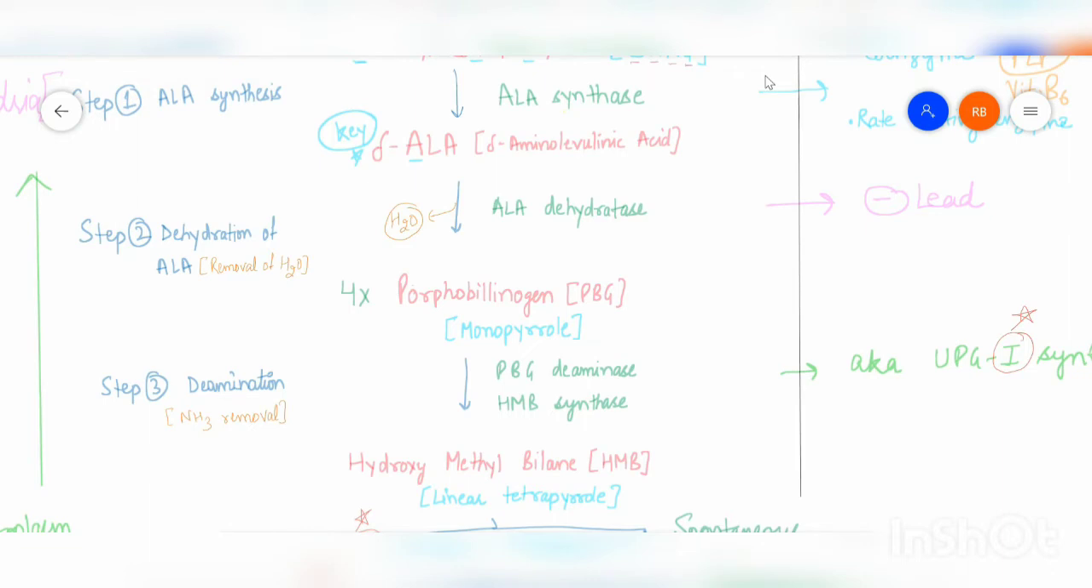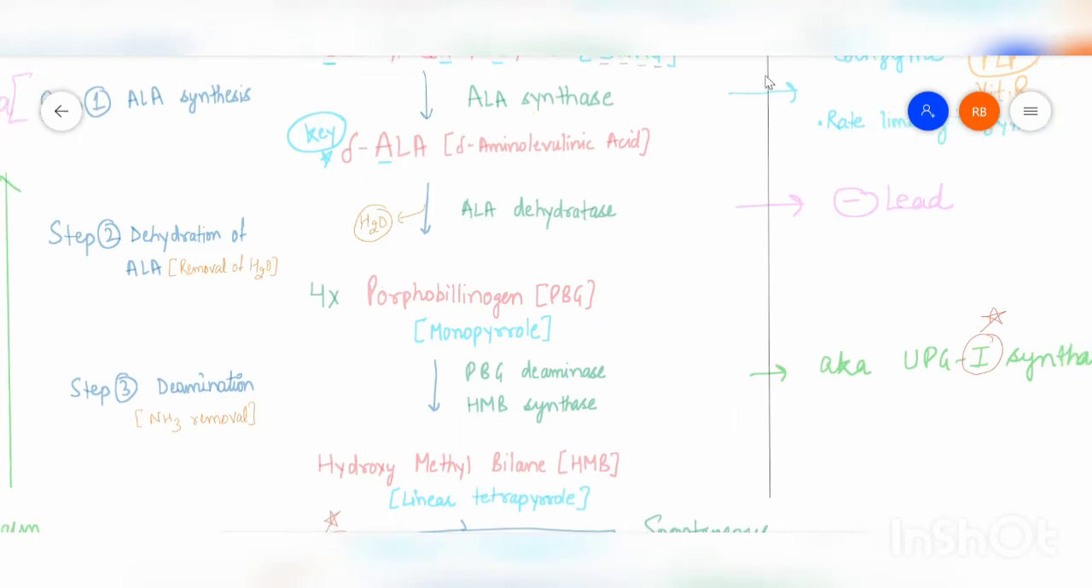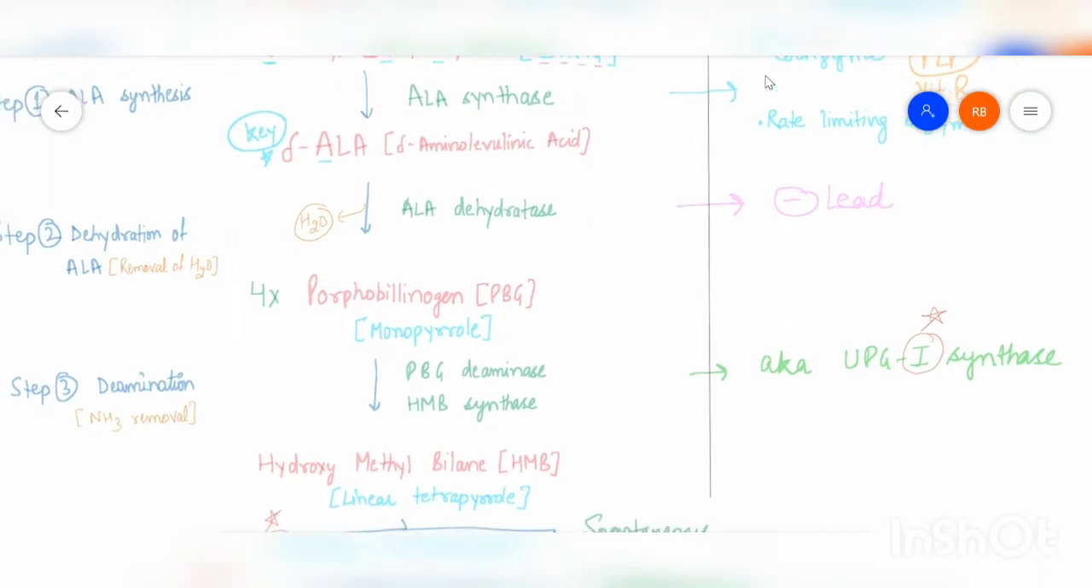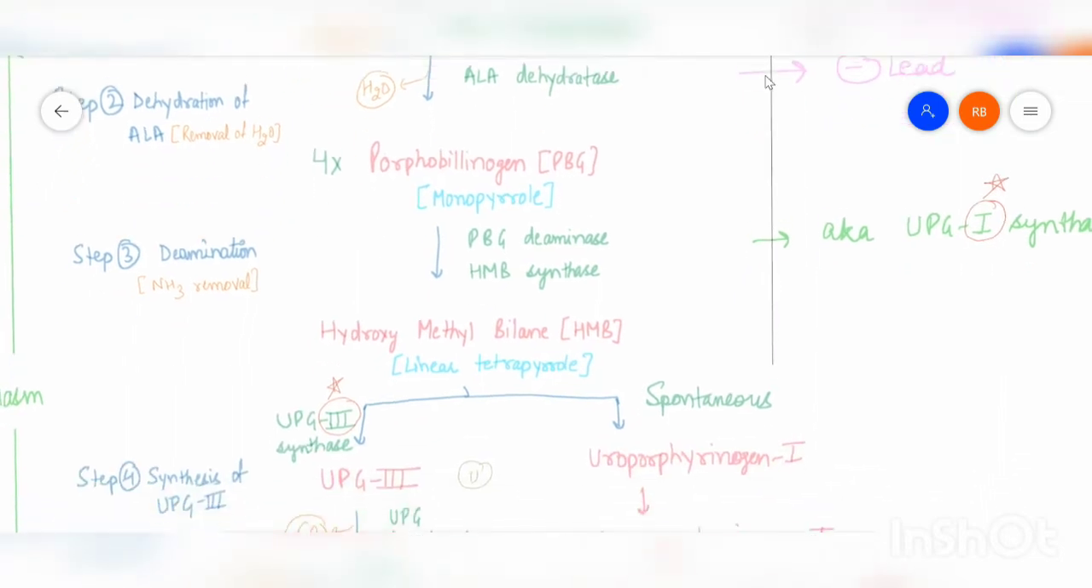Then the third step will be deamination, that is ammonia removal. From porphobilinogen, PBG, there will be removal of ammonia. So, as the name suggests, there is an enzyme known as PBG deaminase, and the first linear tetrapyrrole will be formed from the four monopyrroles. As we have discussed, that linear tetrapyrrole is also known as hydroxymethylbilane. So it will be formed, and the enzyme can also be called HMB synthase, and since ammonia is removed, it is known as PBG deaminase. The third name of this enzyme, commonly asked, is UPG1 synthase. Why it is UPG1, I'll tell you later.